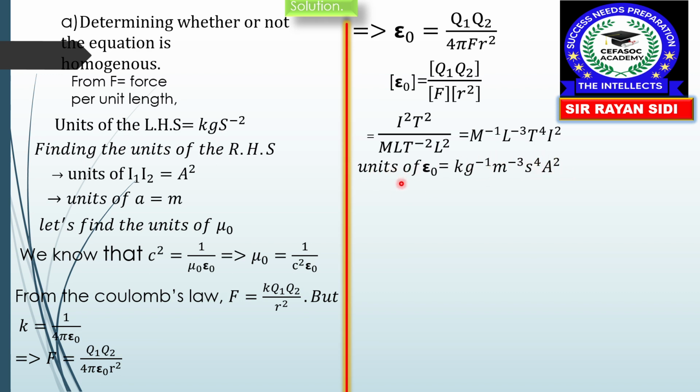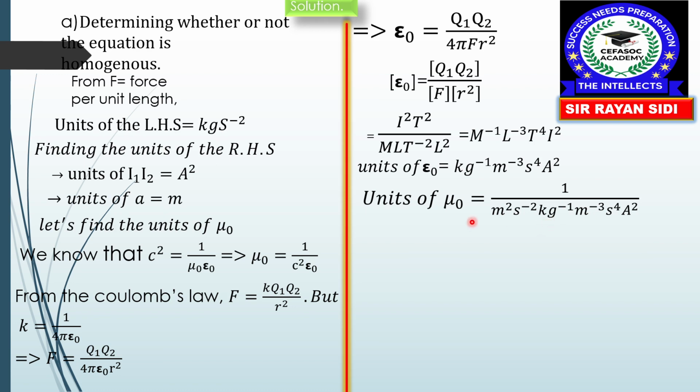Now you can find the units of mu naught, which will be 1 over the units of c squared times epsilon naught. We know that c is the speed of light, so it is meters per second, all squared, times this unit of epsilon naught that we have found here, which is per kilogram per meter cubed second to the 4 times ampere squared. Simplifying our expression, we have here meter squared times per meter cubed. Following the laws of indices, we maintain the base and add their powers. Adding their powers, we have 2 minus 3, which is negative 1.